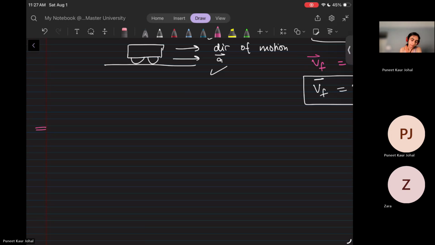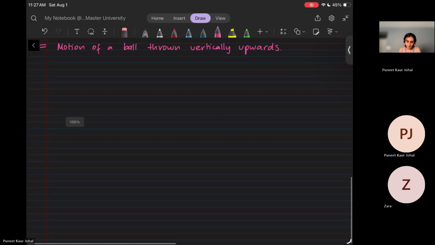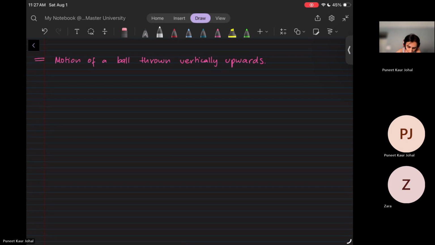This is the example where I have, let's say, a ball, and I'm going to throw it vertically up, and we're going to analyze its motion. Okay, so motion of a ball thrown vertically upwards. Here's the ball.